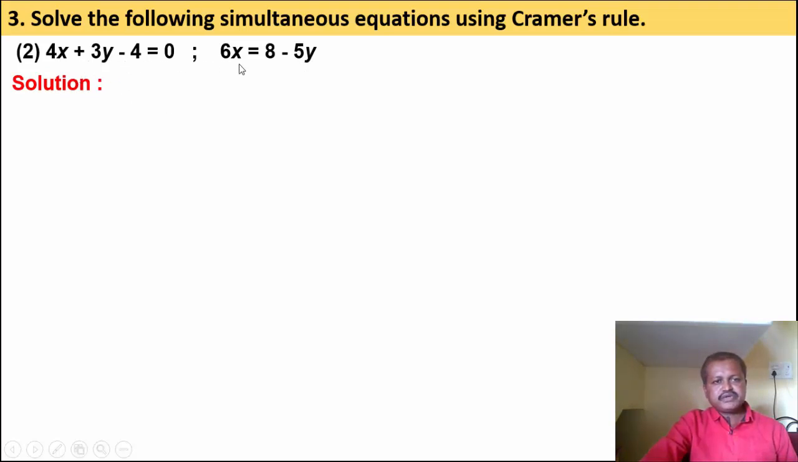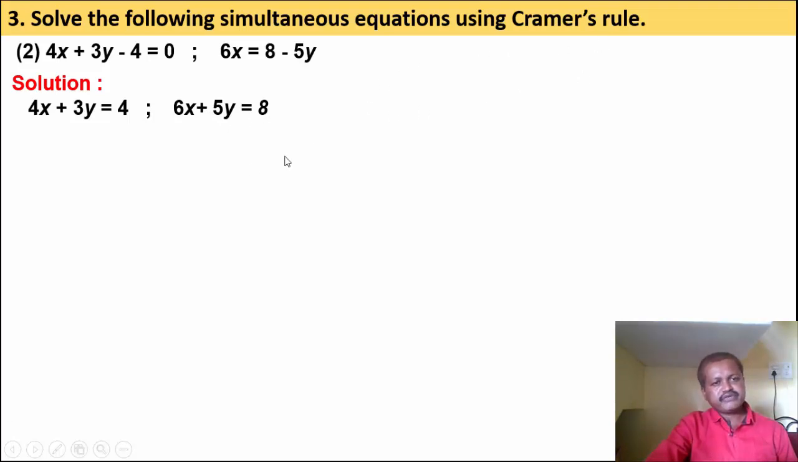First you observe these equations: are they in the form of a1x plus b1y is equal to c1? They are not. So first you convert them into the form of a1x plus b1y is equal to c1. So take this minus 4 to this side, it becomes plus 4. So you get your equation 4x plus 3y is equal to 4. And in this equation, take minus 5y to this side, it becomes plus 5y. So 6x plus 5y is equal to 8. So this is the second equation, 6x plus 5y is equal to 8.